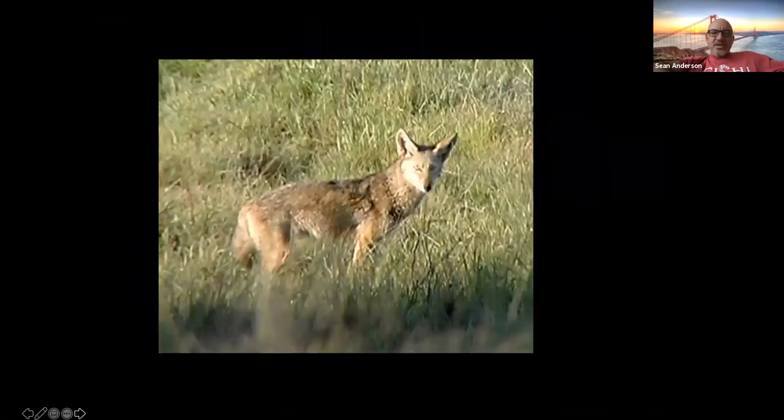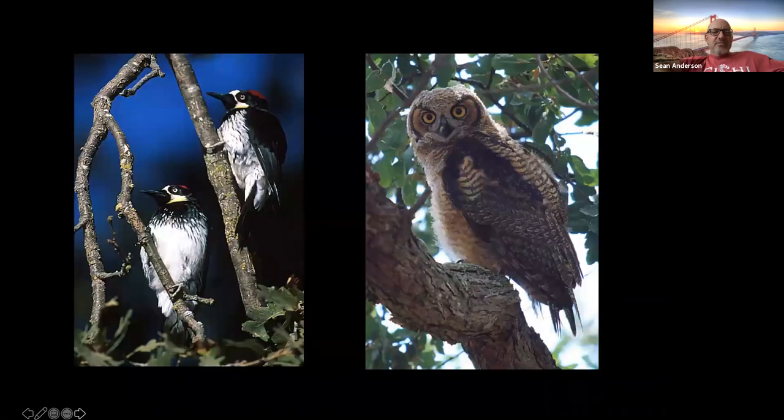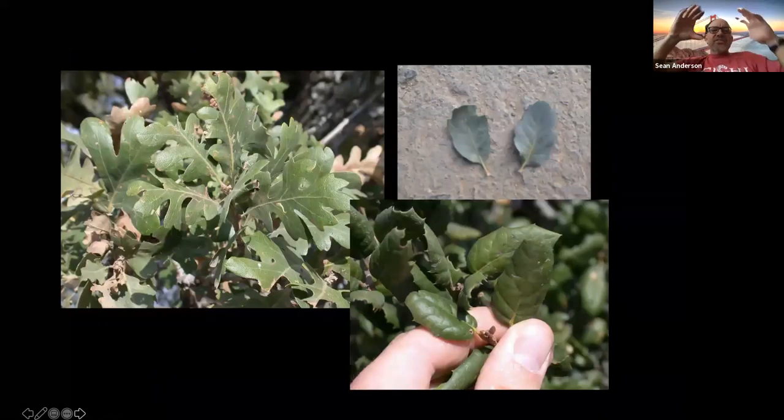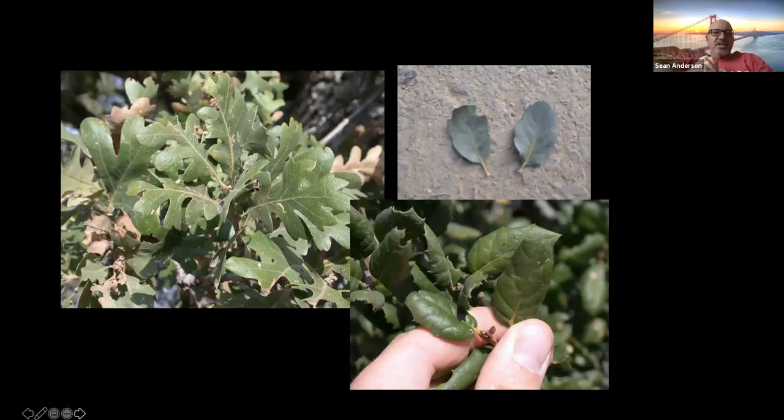All kinds of critters, coyotes, birds, etc. So there's a huge community that utilizes oaks as either temporary refuge, as primary habitat, as a food source, etc. So here we're looking at some of our oak species, and here are the two that I mentioned are kind of our white lab rats for oak restoration.